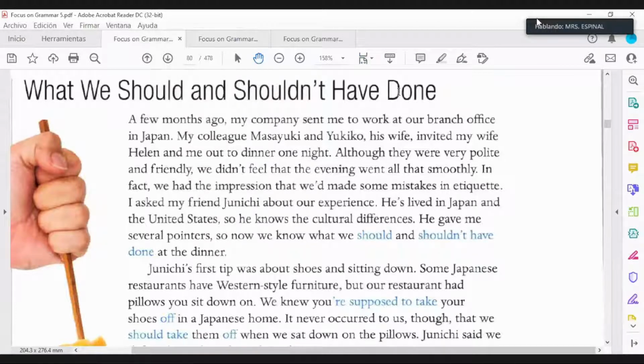A few months ago, my company sent me to work at our branch office in Japan. My colleague, Masayuki, and Yukiko, his wife, invited my wife Helen and me out to dinner one night. Although they were very polite and friendly, we didn't feel that the evening went all that smoothly. In fact, we had the impression that we'd made some mistakes in etiquette. I asked my friend Junichi about our experience. Continue, Emily.